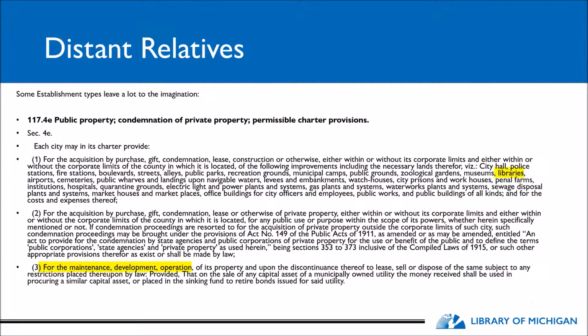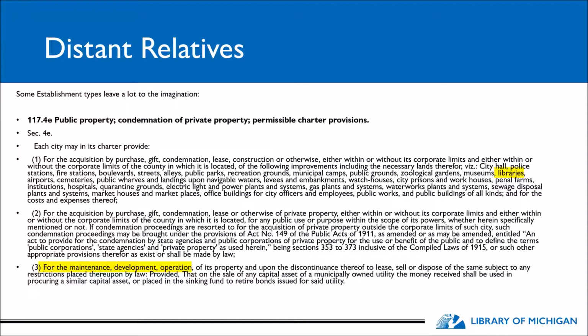Now, we have some other libraries that for various reasons were created either before the establishment of these libraries in the library chapter or after, or for specific reasons. These kind of outlier library establishment types tend to be less well defined. And this would be things like the Charter Township Library Establishment Act, which is what is up on the screen. Actually, not charter, the home rule city.